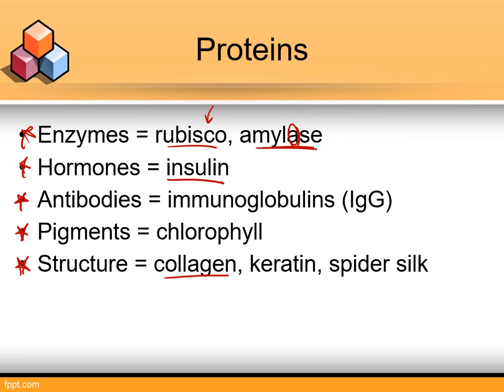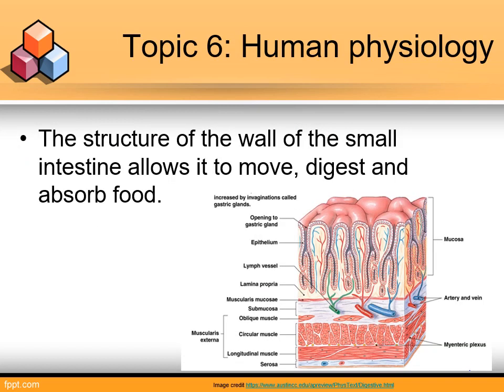Collagen, keratin in us animals helps hold our skin together, makes for pretty hairdos. And then, of course, spider silk is a protein involved in webs of friendship, of course. And on that note, we're going to go ahead and call our review of metabolism and biochemistry done. We're going to flip over to digestion.